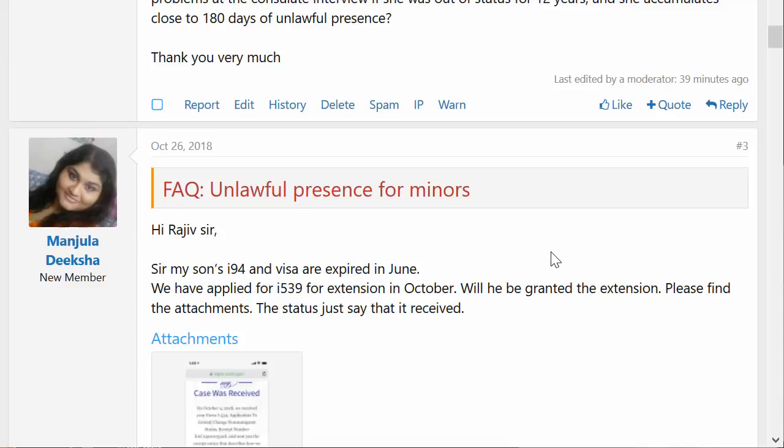So if there's a child who, for whatever reason, has fallen out of status and become unlawfully present, and was unlawfully present for 9 years from the age of 2 to 11, no consequences. There's no unlawful presence.